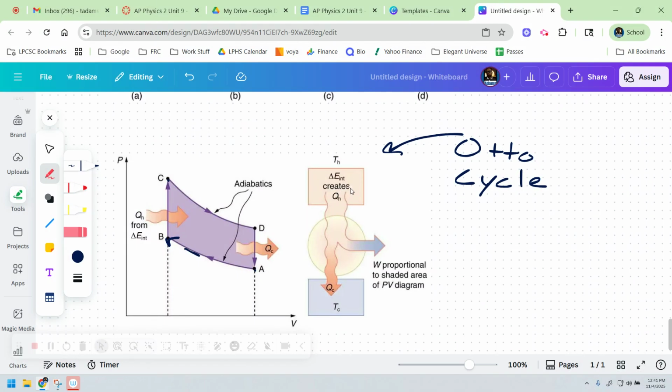We have the internal energy that creates this heat here. The heat goes into a system, right? Work comes out. The remaining heat energy comes out, and so the W is proportional to the shaded area of the PV diagram, the pressure volume diagram. Okay, so that's basically it. And so you'll have some questions where we'll talk about this process.